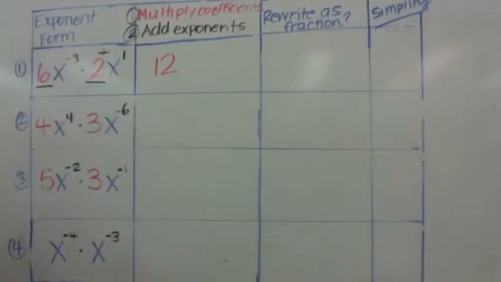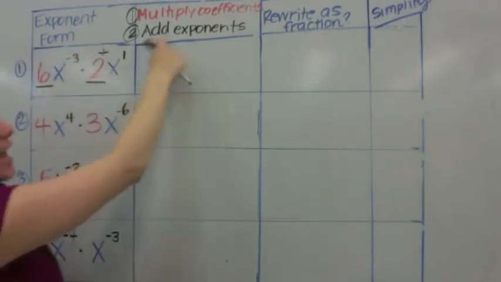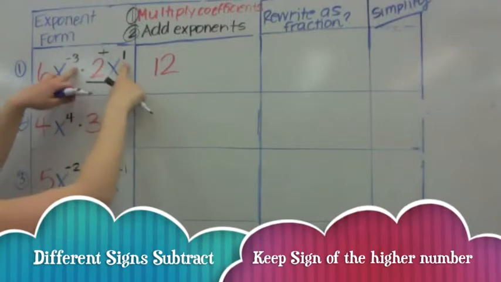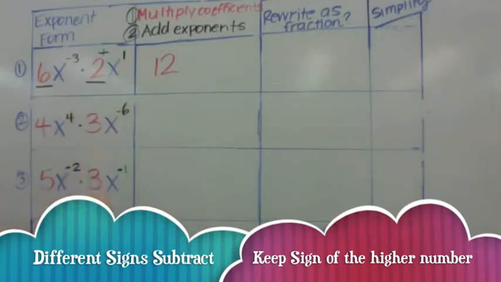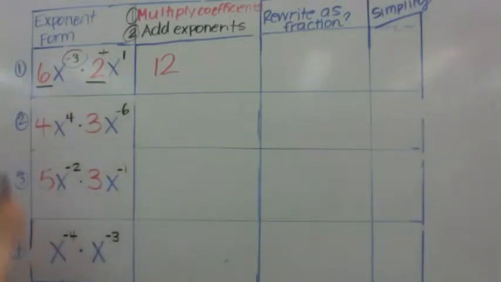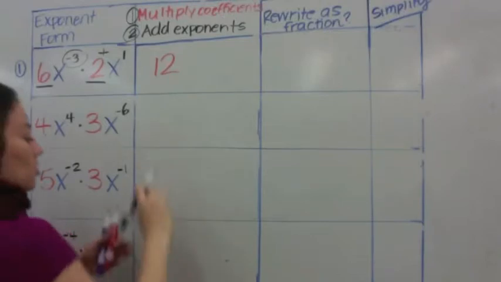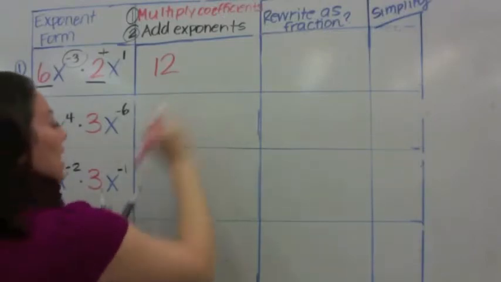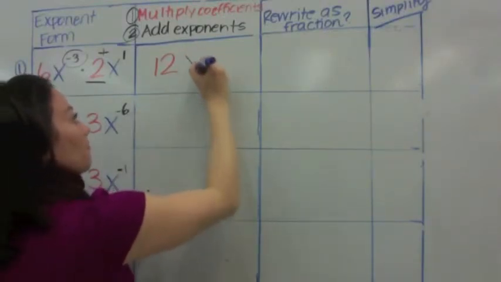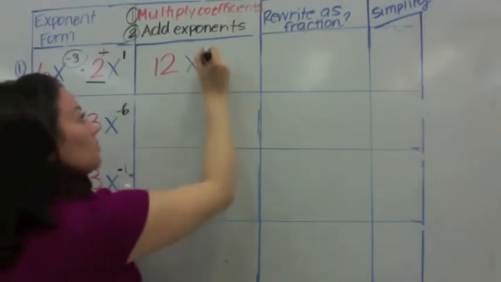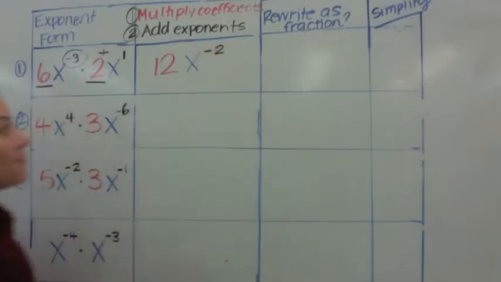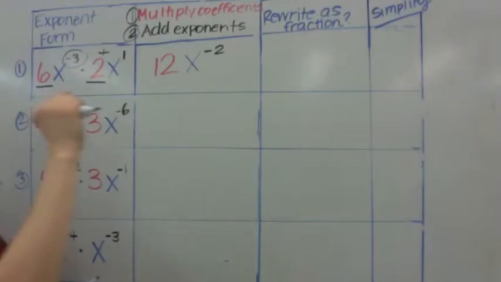Negative 3 plus 1, different signs subtract. Although it says to add exponents, when you have different signs, you always subtract. So what is 3 take away 1? It's 2. And what's the sign of the bigger number? The bigger number is 3, and it's negative. So again, you're going to get x to the power of negative 2. Do you have to rewrite this as a fraction? Is there a negative exponent?